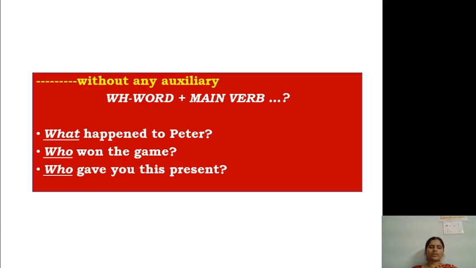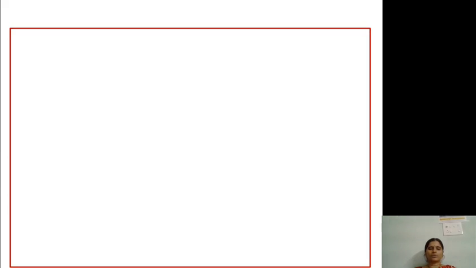Let us see one more example. Who gave you this present? Who is the WH word, and gave is the main verb. So immediately after the WH word, we got the main verb. So we have two ways of framing these WH questions, with auxiliary verbs and without auxiliary verbs.